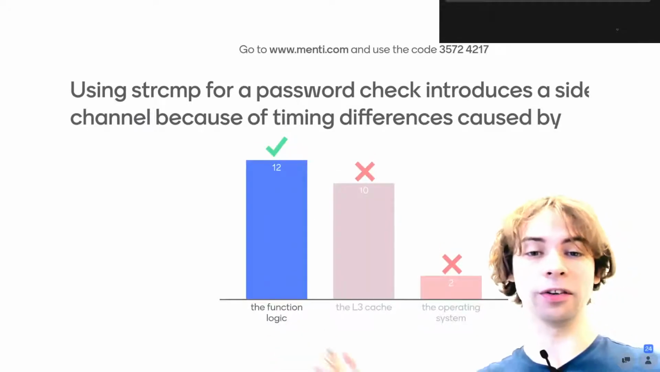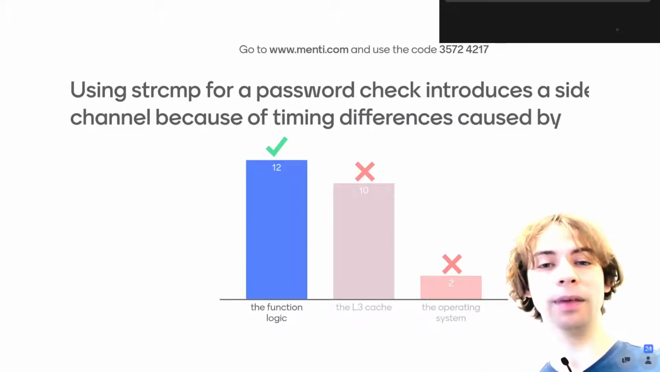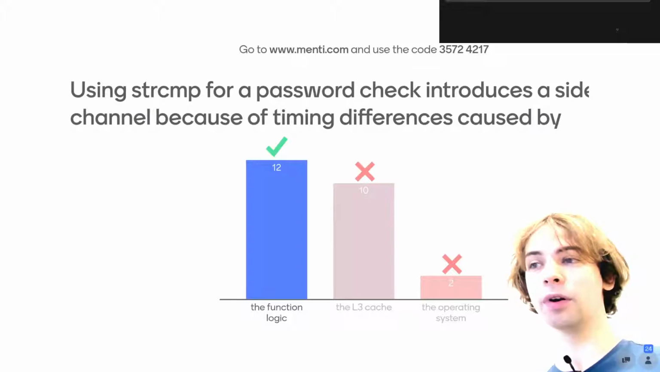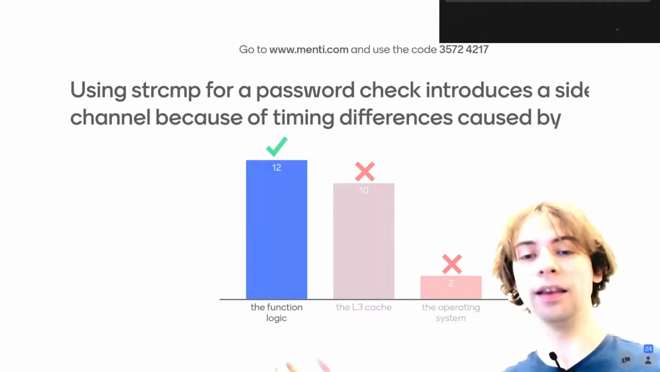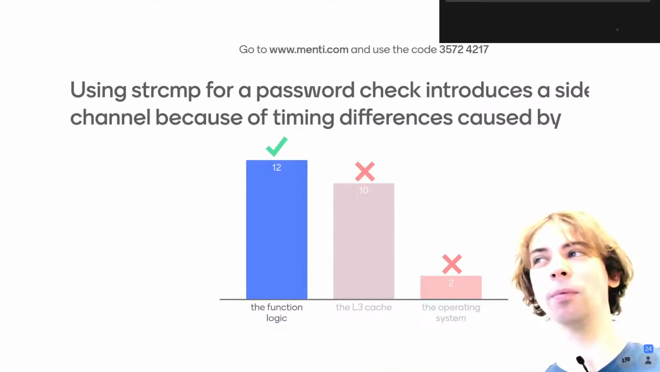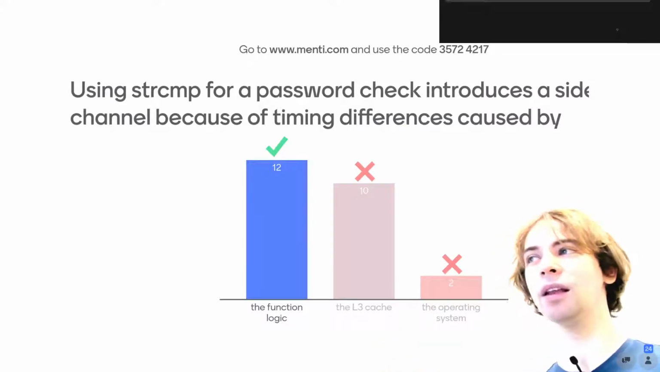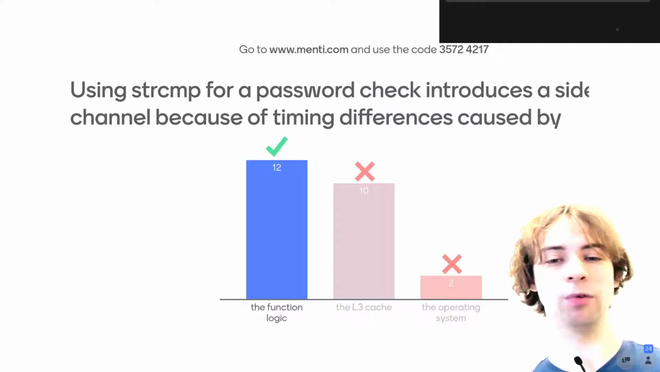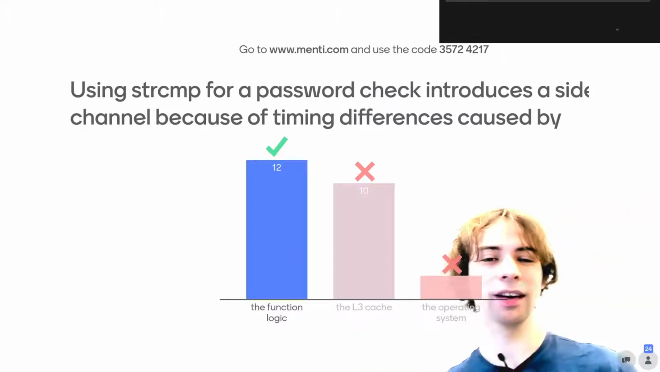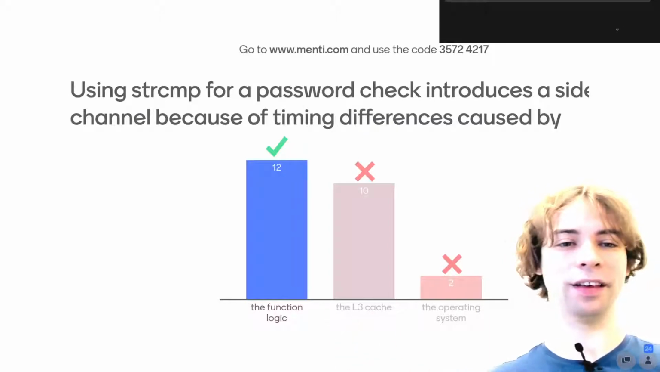The function logic. The function logic is the problem here, because in one case you're executing maybe more code or different code than in the other case. The L3 cache, probably not. So maybe in some cases it might have some influence, but it was not a classical timing side channel on the cache here.